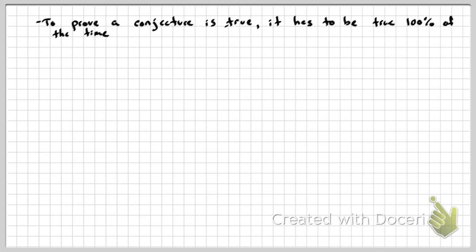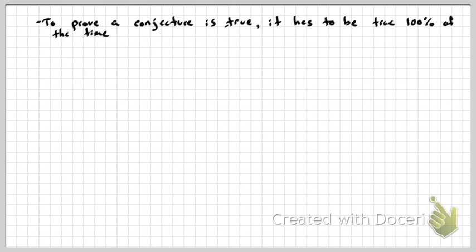So here is how a conjecture becomes true. It has to be true 100% of the time. As I said previously, stereotypes are never true 100% of the time. So every stereotype is a conjecture that is false, because in order for a conjecture to be true, it has to be true 100% of the time.